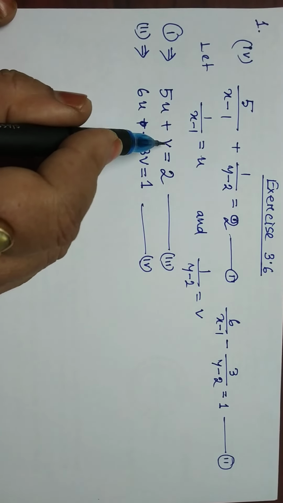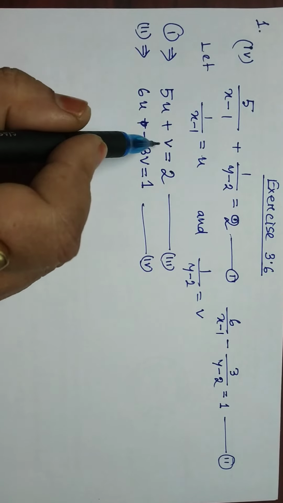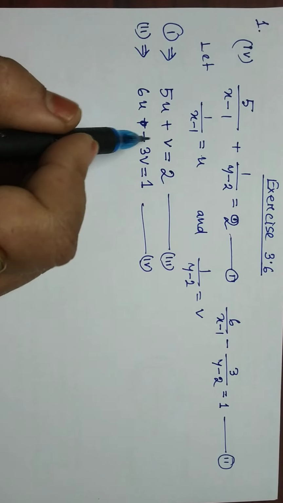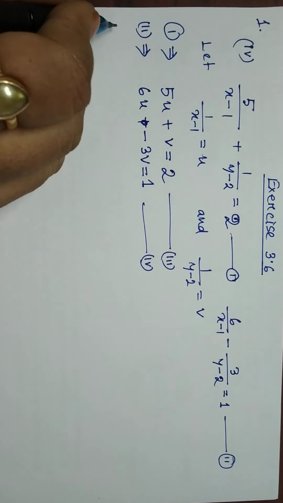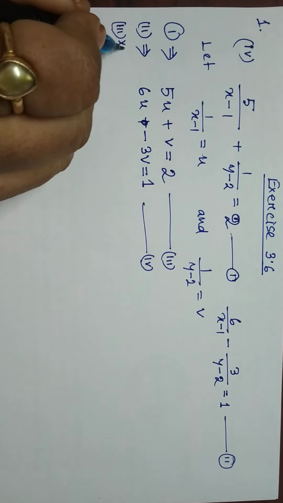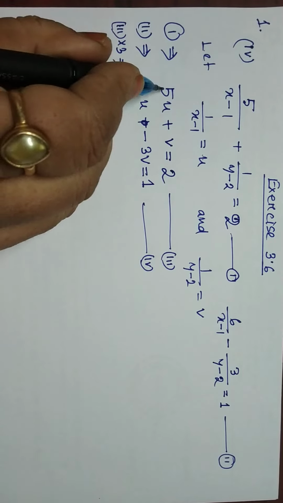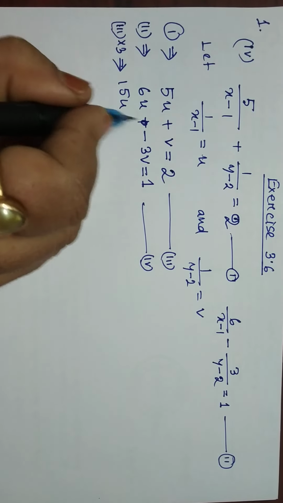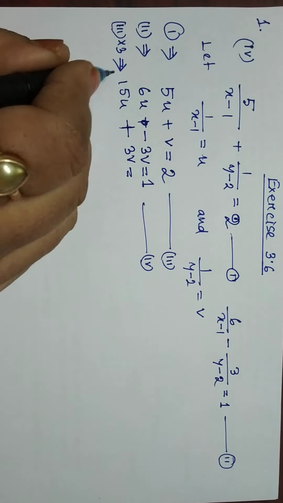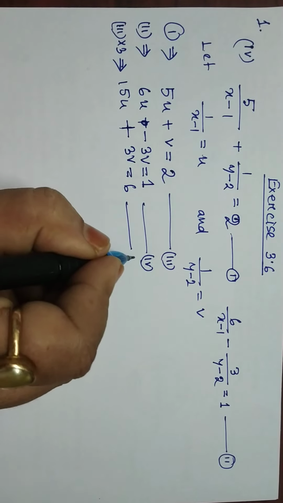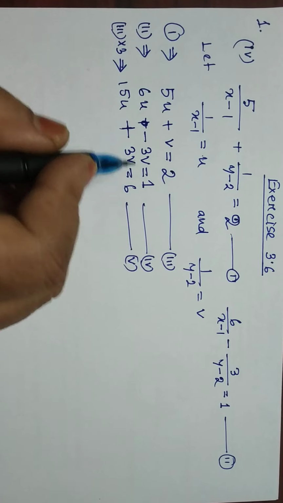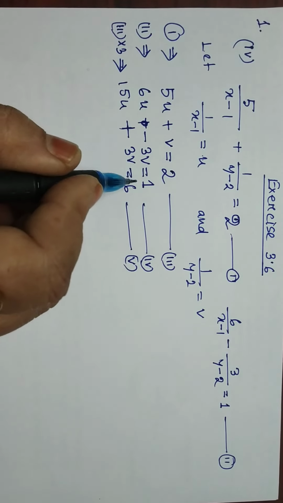Now this one is plus v, this one is minus 3v, so if we multiply equation number 3 by 3, then we will get 3v, and if we add, then v will be cancelled. Therefore equation number 3 multiplied by 3 gives 5 3s are 15u plus 3v and 3 2s are 6, this is equation number 5. There is no need to multiply equation number 4, because it already has minus 3v.